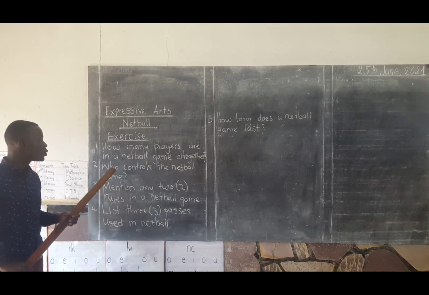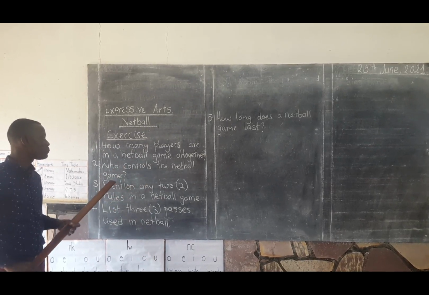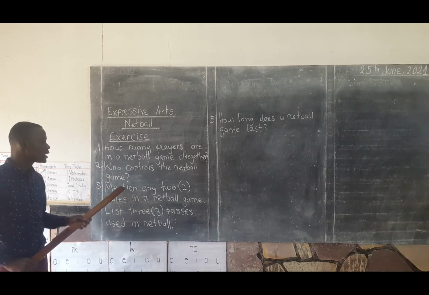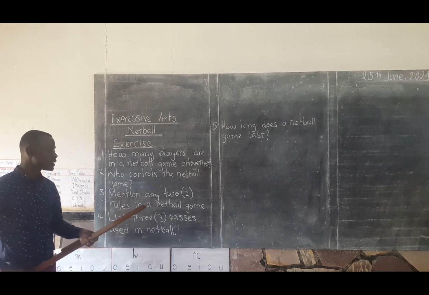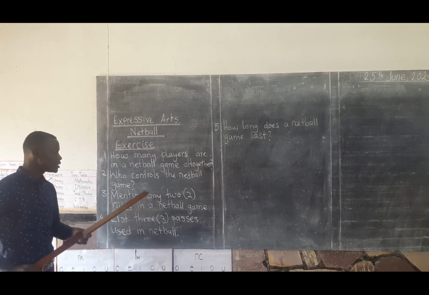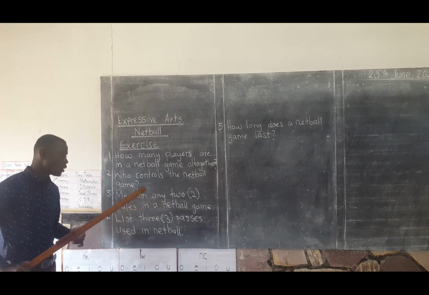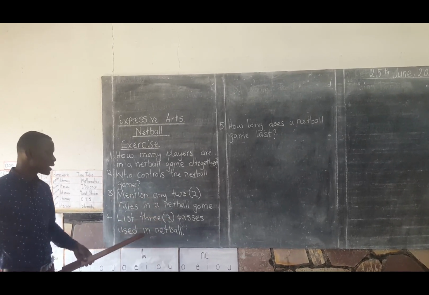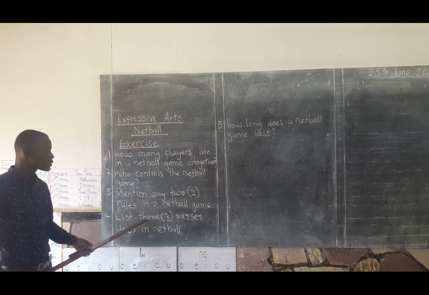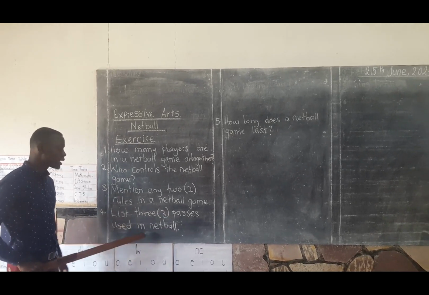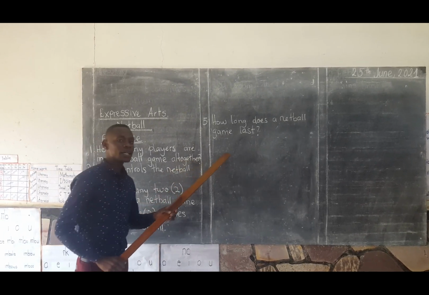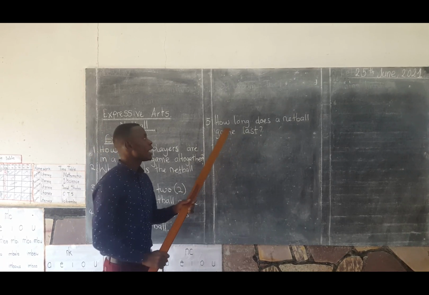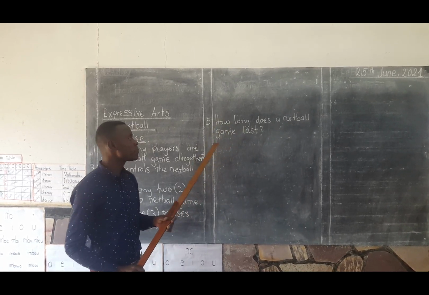Number two, who controls the netball game? Then number three, mention any 2 rules in a netball game. Number 4, list 3 passes used in netball. Number 5, the last question says, how long does a netball game last?